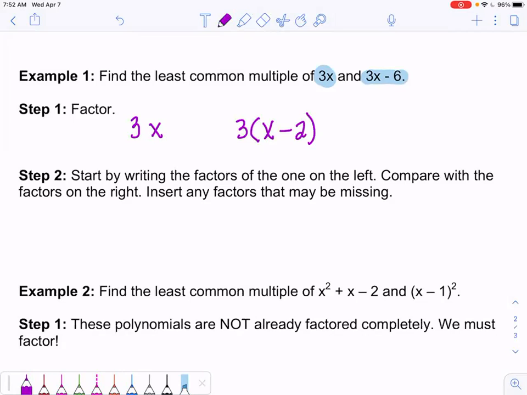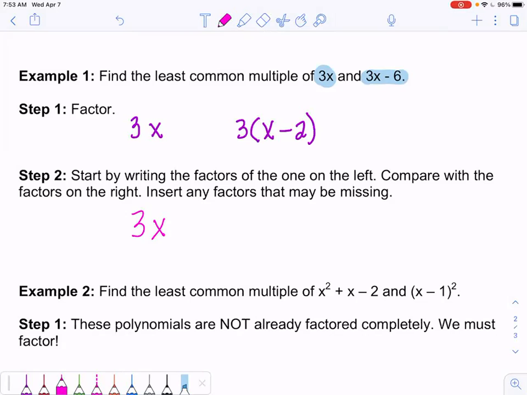All right, step 2. Here's where we want to find the least common multiple. Start by writing the factors of the one on the left. Well, the one on the left is just 3x. So you're always going to start with the left fraction. Write that entire denominator, the entire polynomial.